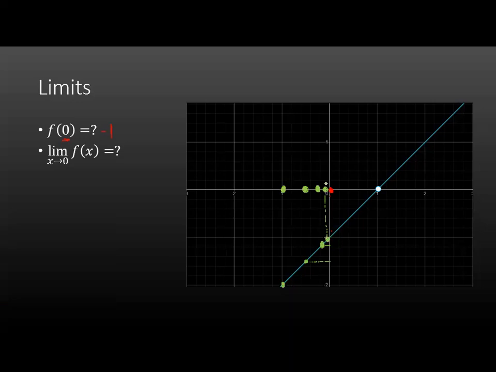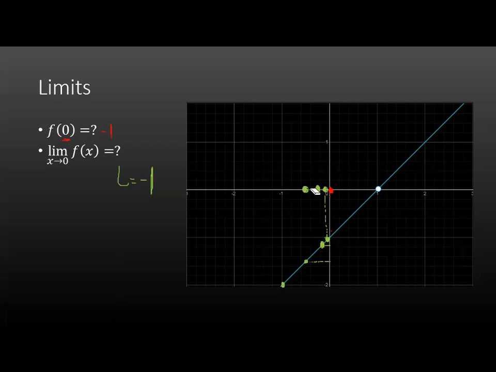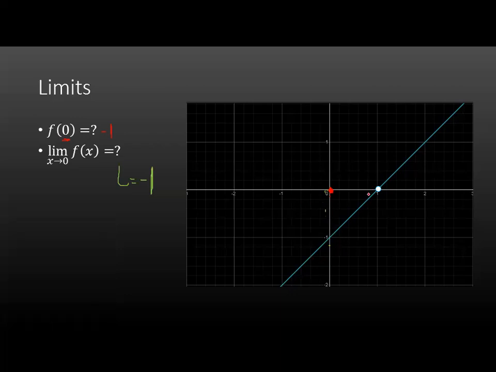So here, as our x approaches 0 from the left side, it's approaching -1. Now, how about on the right side? Let's use red. So let's start with 1.